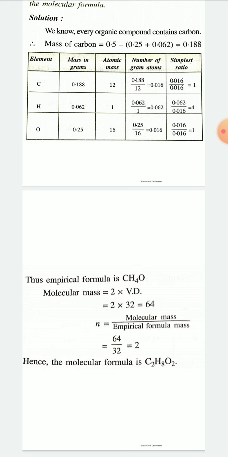So the value of n is equal to molecular mass divided by empirical formula mass. So 64 divided by 32, that is 2. The value of n becomes 2. Hence the molecular formula of the compound is C2H8O2. You multiply the empirical formula by this common number, the value of n, and you get the molecular formula of the compound, C2H8O2.